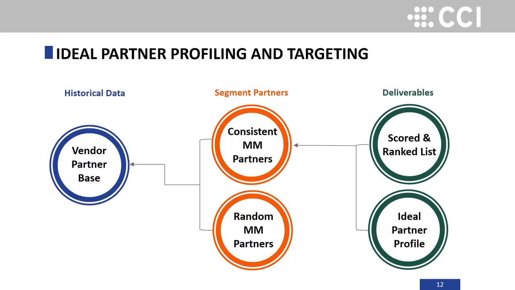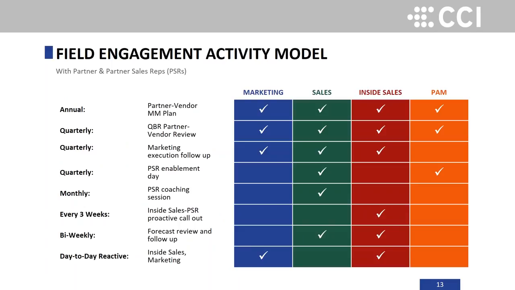The other thing that comes out of this is that, from the partners we know are consistent, we can start to develop an ideal partner profile along other dimensions besides what they do with you: what other vendors they work with, how they represent themselves to the market, and what kind of service capabilities they have. That ideal partner profile can then be matched against partners that aren't consistent in your database to see who might be a good candidate for developing, or it could be used for recruitment of new partners. So that's the select the right partner piece.